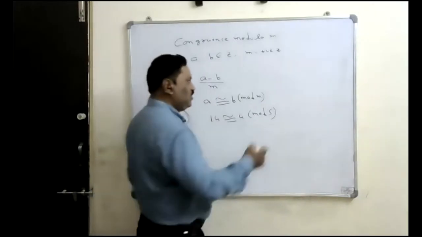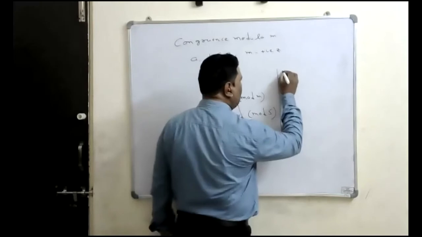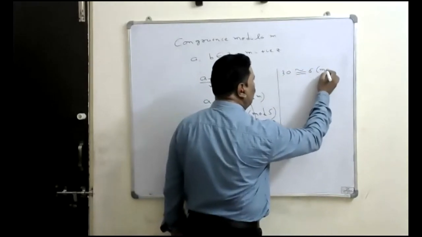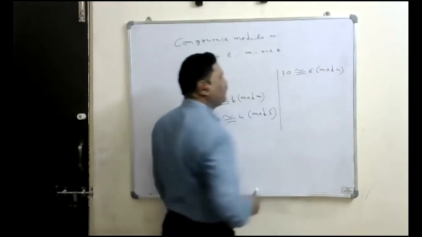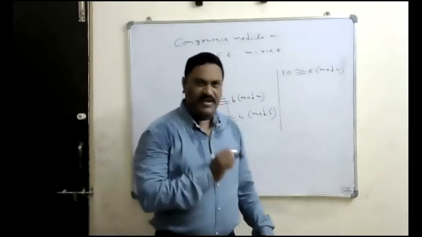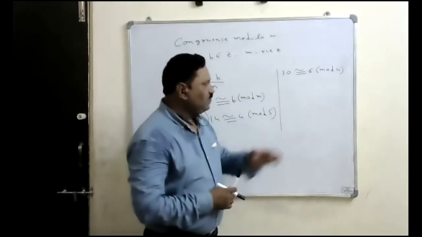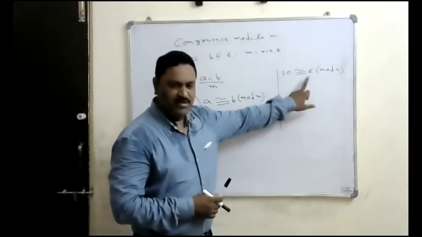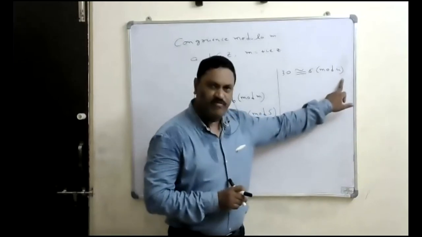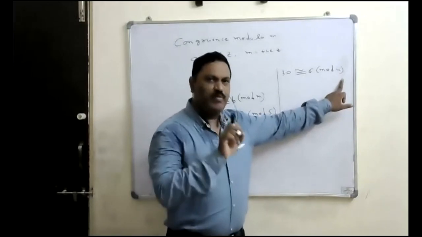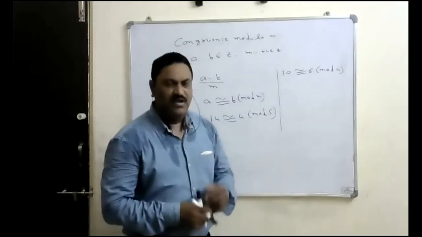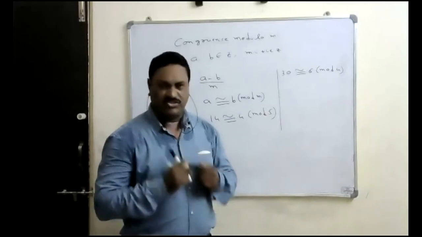Understand that? So similarly, suppose I consider 30 is congruent to 6 of mod 4. Is it correct? If we observe 30 minus 6, which is 24. 24 is divisible by 4, no? So 24 is divisible by 4. That's why this is correct. Understand? So this is the meaning of the congruent modulo m function.